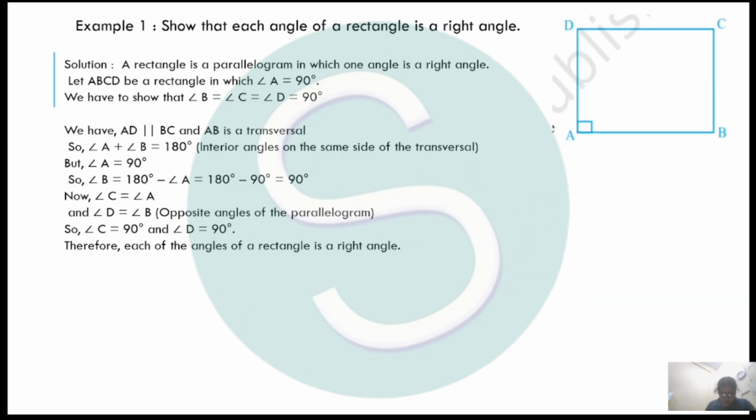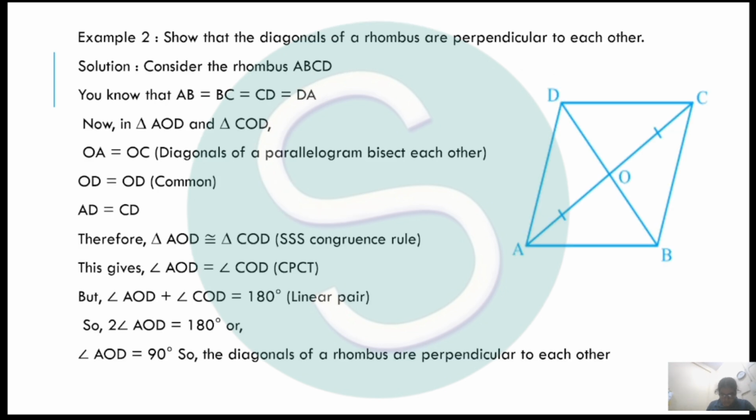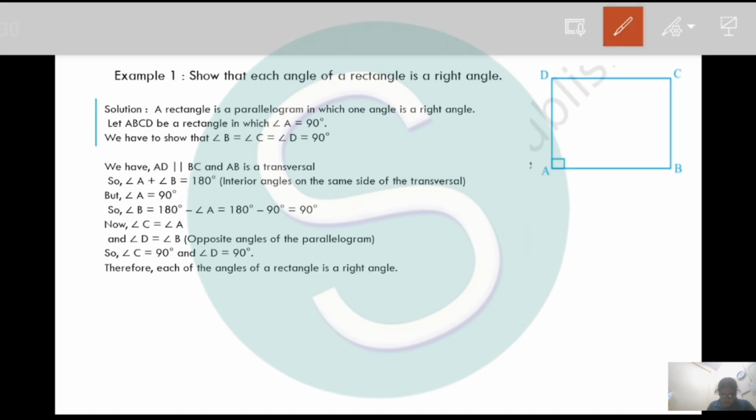Next question is: show that each angle of a rectangle is a right angle. So what is given is that ABCD is a quadrilateral, and we have to prove that each angle of a rectangle is a right angle. If ABCD is a rectangle, then all its angles will be 90 degrees. This is what we have to prove.